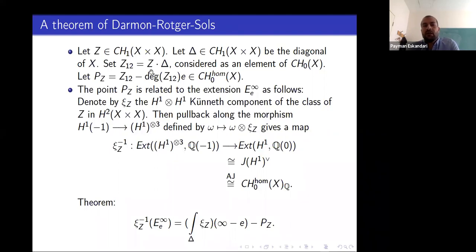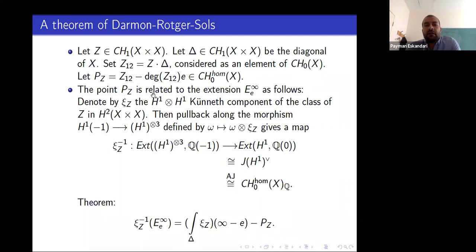It's a zero cycle on the diagonal, and we're going to think of it as a zero cycle on X itself by identifying X with the diagonal. So that's a zero cycle on X, and by PZ we mean Z1,2 minus its degree times E. So that's now a point on the Jacobian.